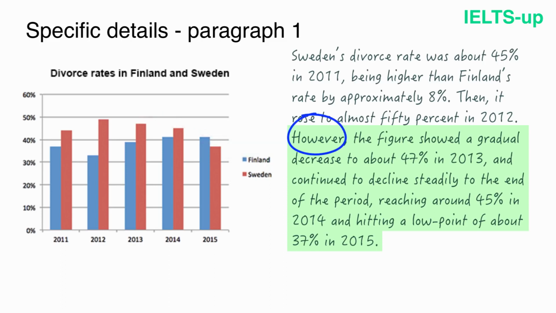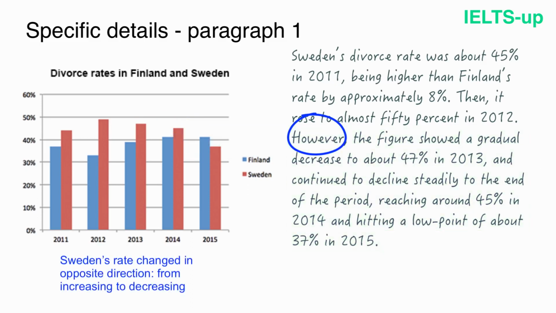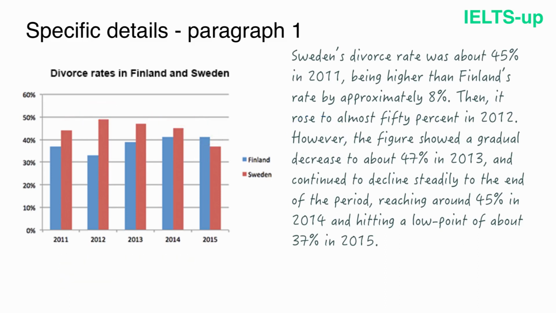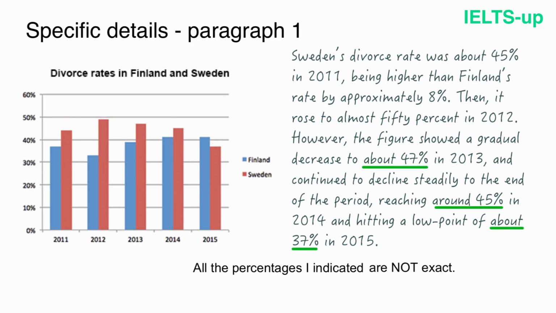The linking word, however, is used to emphasize that Sweden's rate changed in opposite direction, from increasing to decreasing. Also, you can see that all the percentages I indicated are not exact, so I used words around and about.